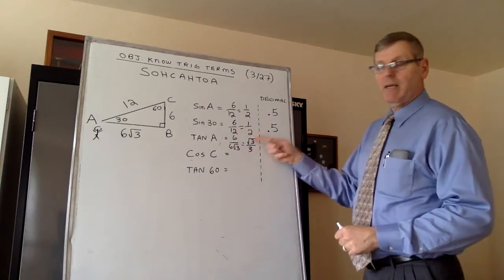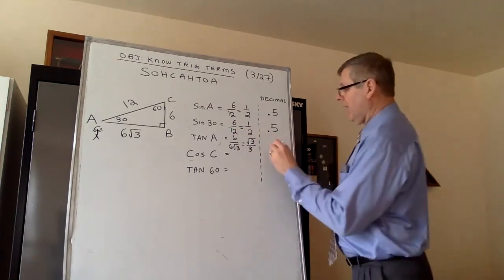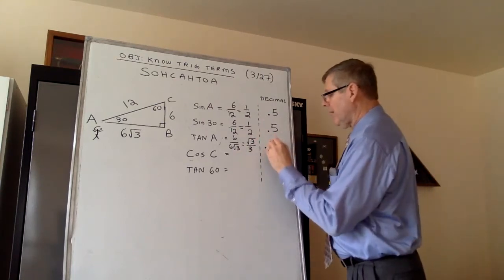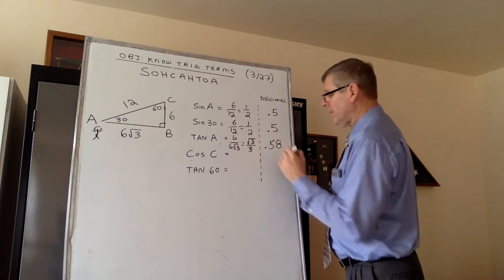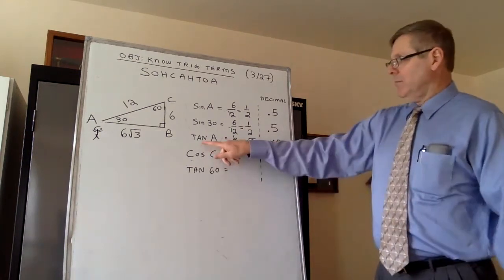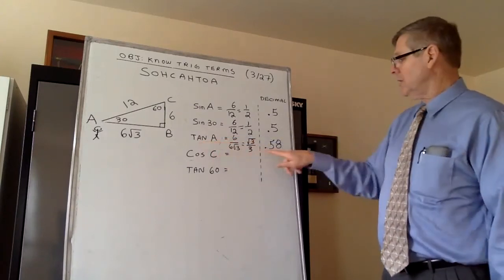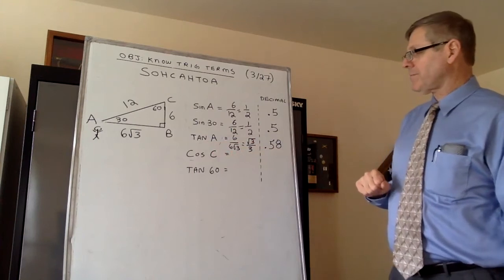But I could put this in my calculator, square root of 3 over 3, and if I did that, I would get this decimal, and we normally round to the nearest hundredth as 0.58. Okay? So I would say the tangent of A, or the tangent of 30 degrees, is 0.58.